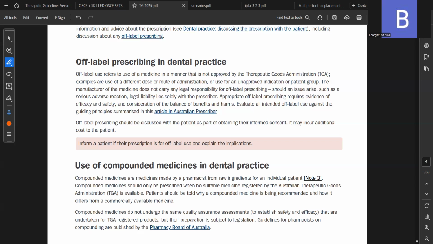So, compounded medicines do not undergo the same quality assurance assessments to establish safety and efficacy that are undertaken by the TGA registered products. The products which are registered, they have the quality assurance assessments like safety and efficacy. But these compounded medicines, they won't have that, but their preparation is subject to legislation. Guidelines for pharmacists on compounding are published by the Pharmacy Board of Australia. Again, they have separate guidelines, of course, but still, there is no quality assurance assessments for these kind of drugs.